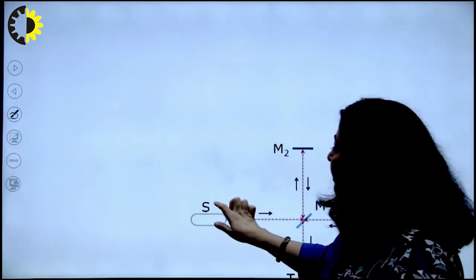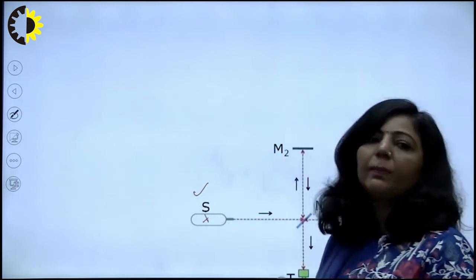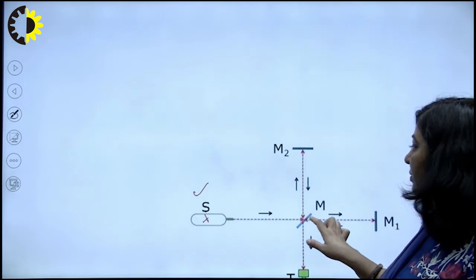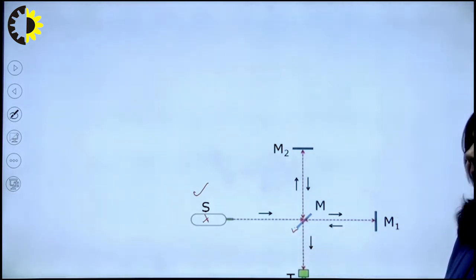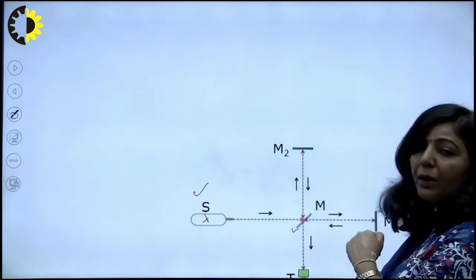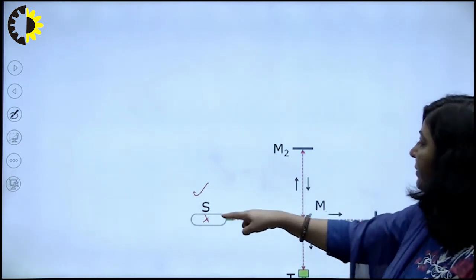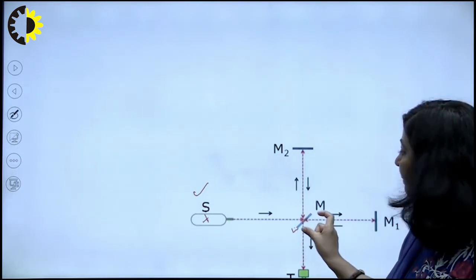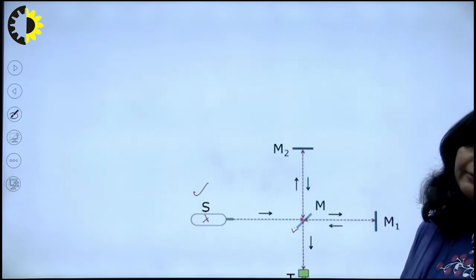As you can see here, this is your monochromatic source of light. This particular source has a fixed wavelength. Let lambda be the wavelength of this source. Now this blue one is the glass plate, and it is inclined at an angle of 45 degrees to the direction of incidence of light. This is the direction of incidence of light, and this light ray will strike this glass plate, which makes an angle of 45 degrees with the direction of incidence.